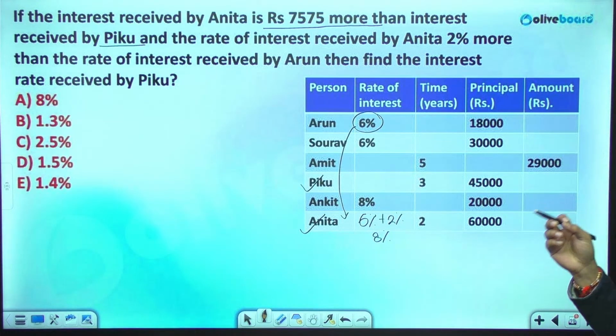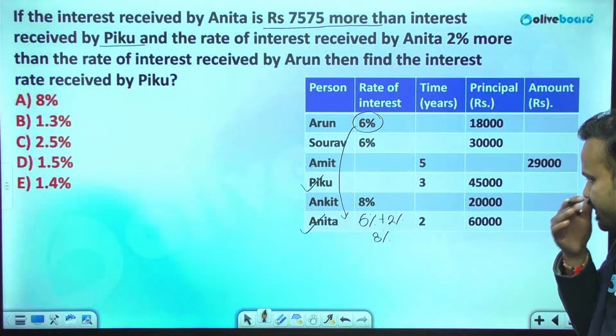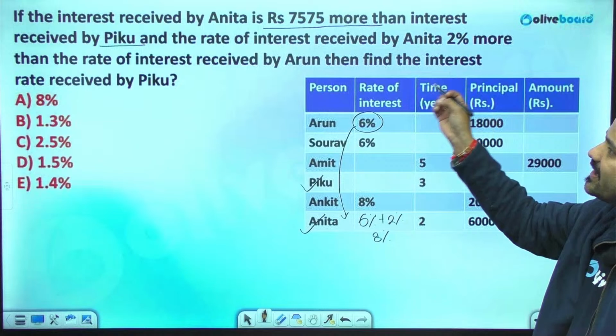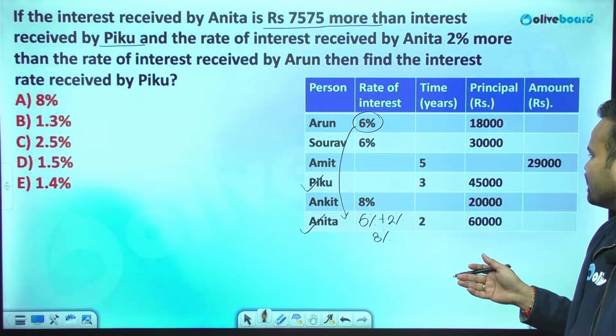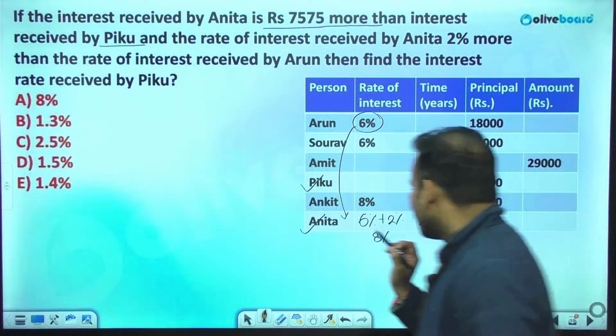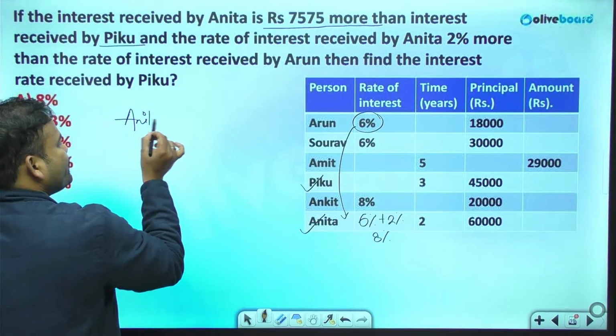Then find the interest rate received by Piku. Piku का rate of interest बताना है. So basically what is given? Difference of interest of Anita and Piku is given. For Piku, whatever things are not known, rate of interest is not known. See, Anita is getting a certain interest. How much interest is Anita getting? Hey Anita, तुम्हें interest कितना मिला?